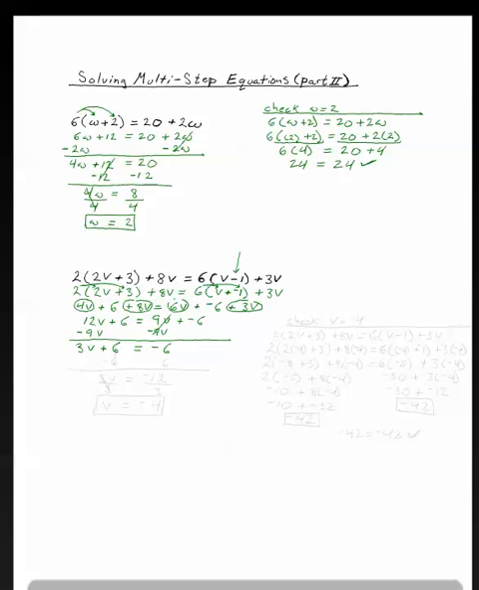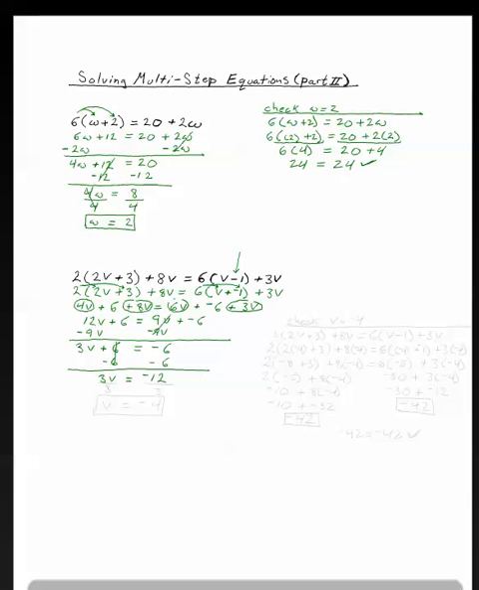So we have the variable term on the left. Now we want the constant term on the right. So we need to get rid of this 6, so we subtract 6 from both sides. 6 minus 6 is 0, so that gives us 3v equals negative 6 minus 6, which is negative 12.